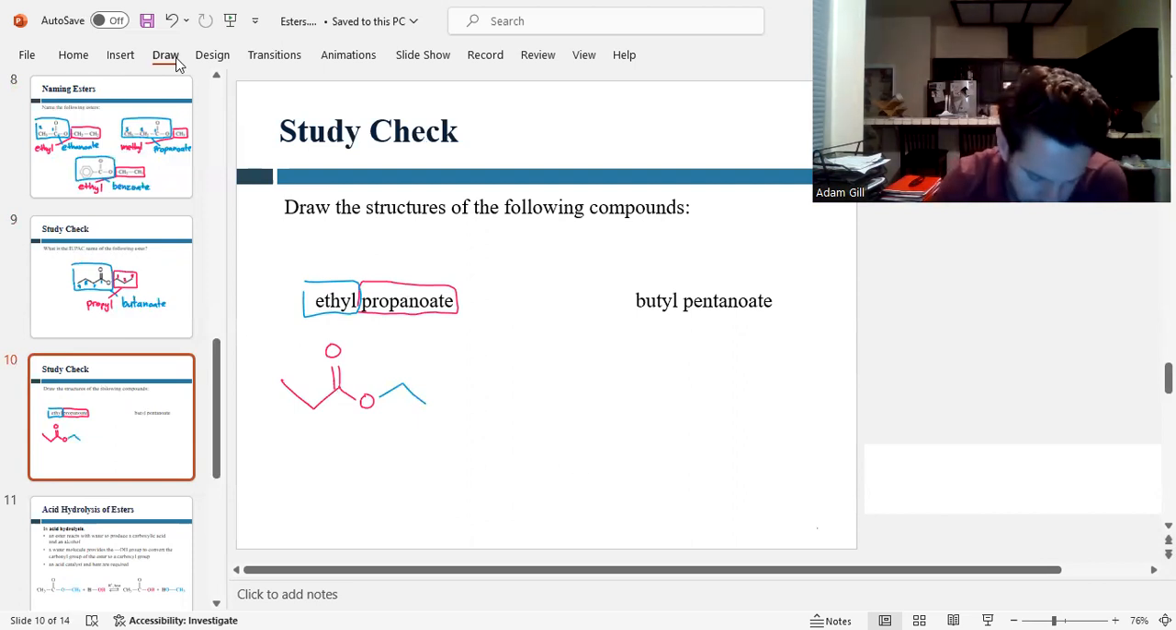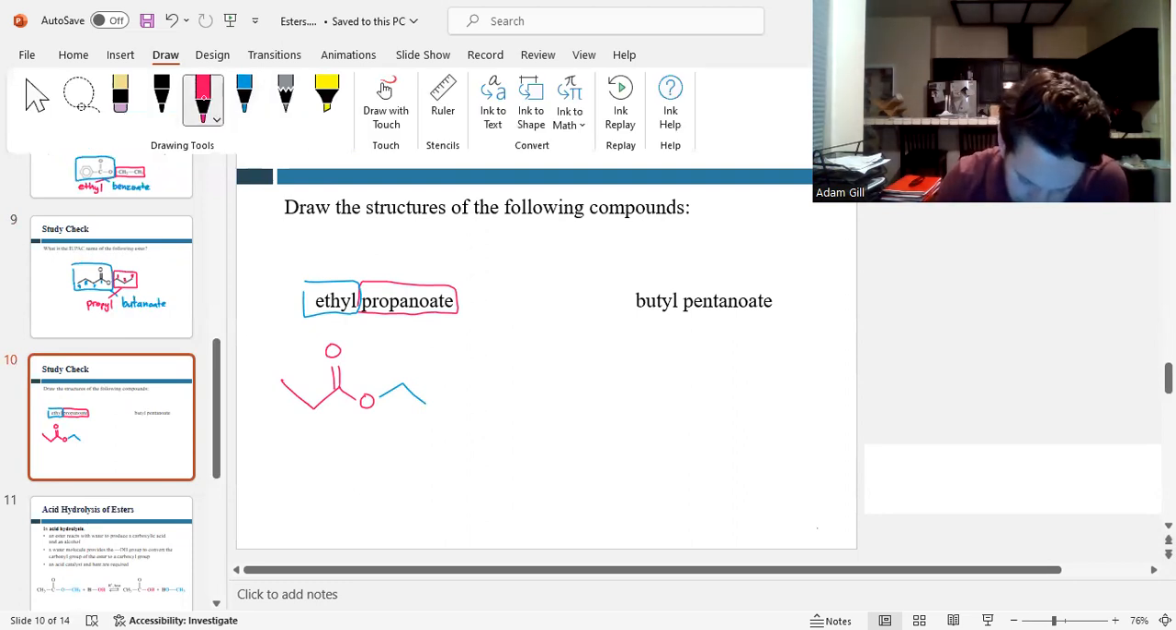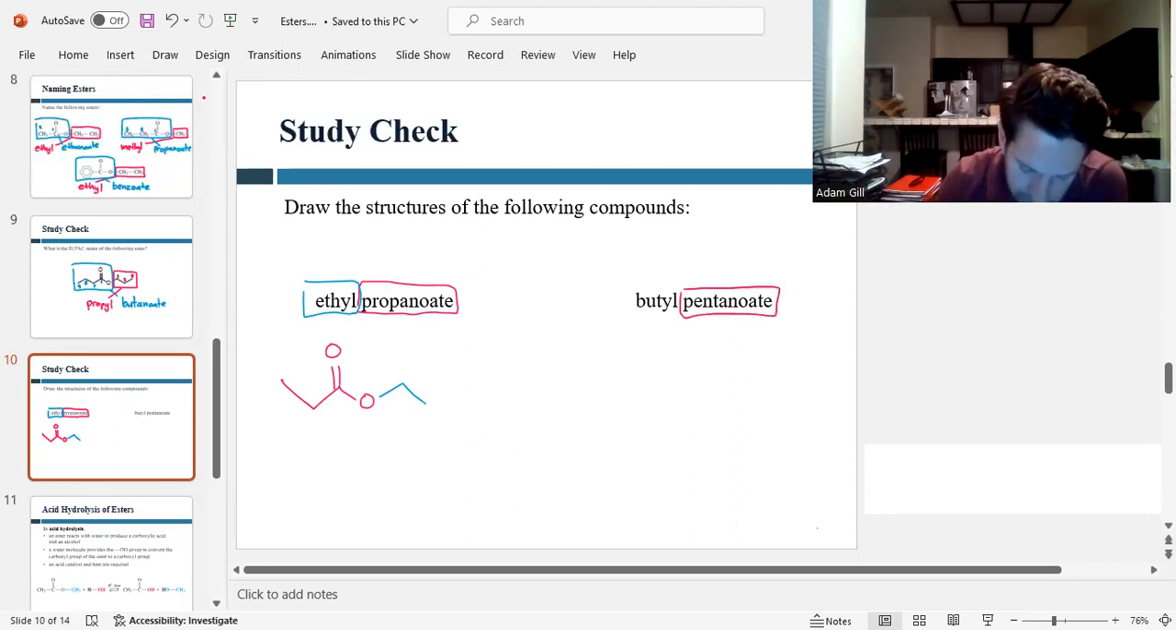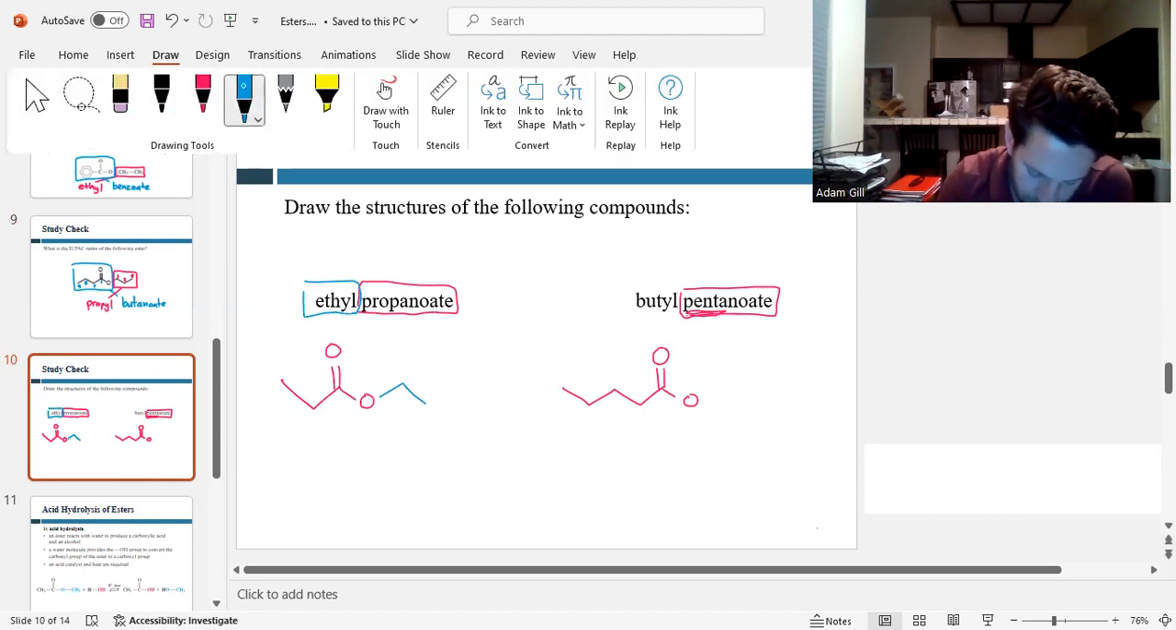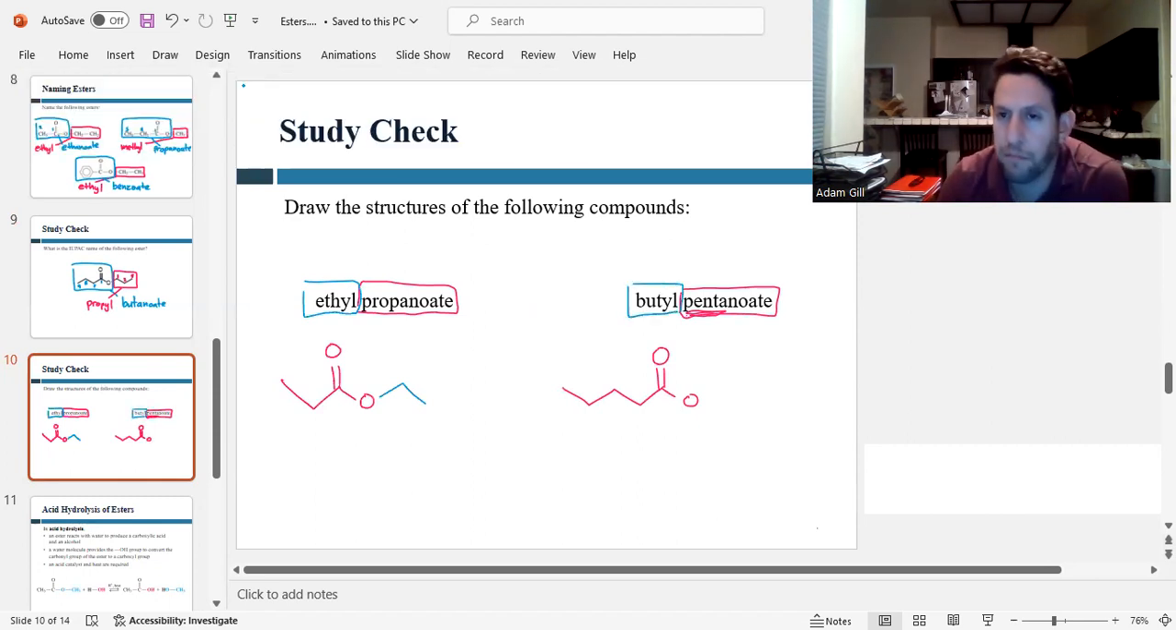All right, let's do the next one. So I'm going to start with the parent, pentanoate. Pent means 5 carbons. So 1, 2, 3, 4, 5. That is pentanoate. And the alkyl chain is butyl. Bute means 4 carbons. So 1, 2, 3, 4. That is butyl pentanoate.